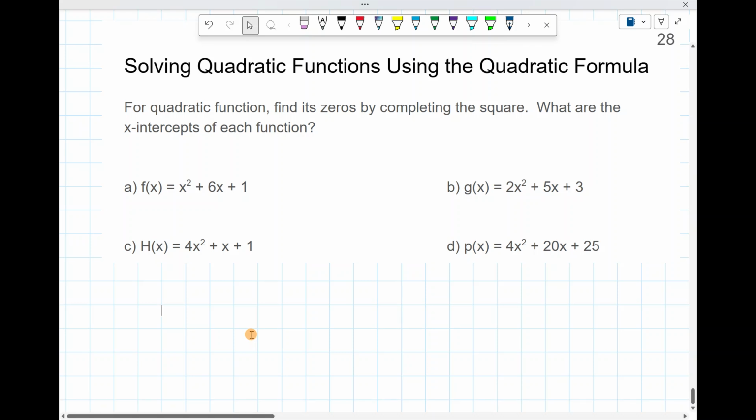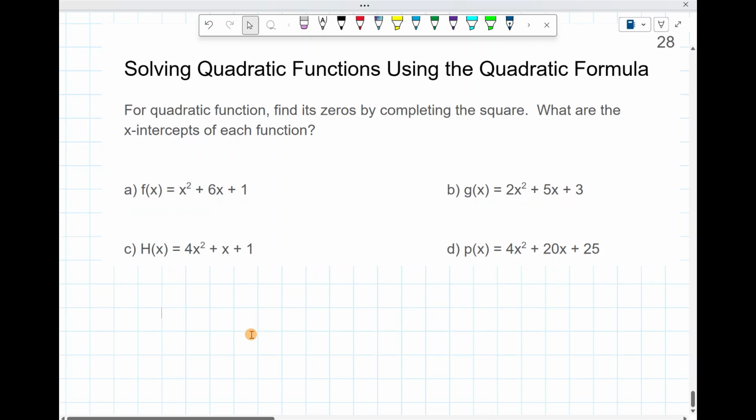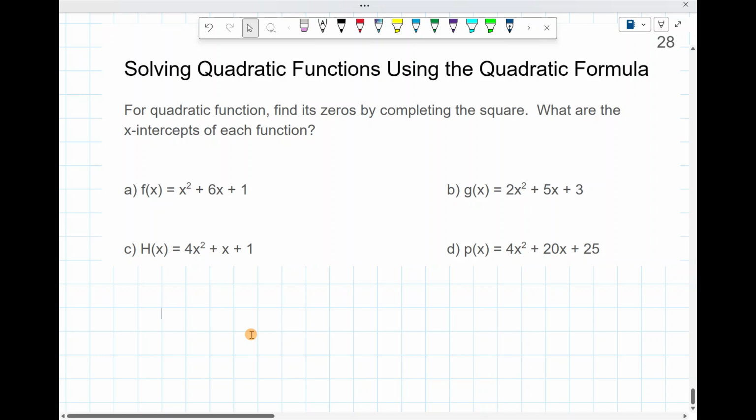All right, so for these problems, we will just use the discriminant to decide how many zeros each has. And for letter C and D, for these examples, we will also solve the equation and find the zeros. All right, so let's see.